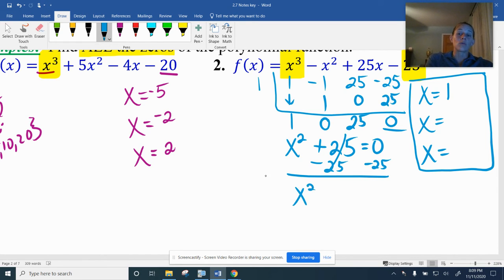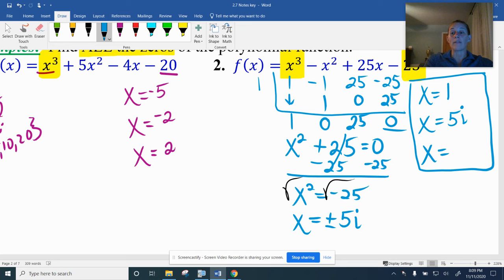So I have x squared equals negative 25. I want to square root that now. Now every square root has 2 answers, a positive and a negative, and the square root of 25 is 5i because of that negative. So my remaining 2 solutions are 5i and negative 5i. So it's a good thing I didn't waste time looking for them on the graph because I would have never found them.